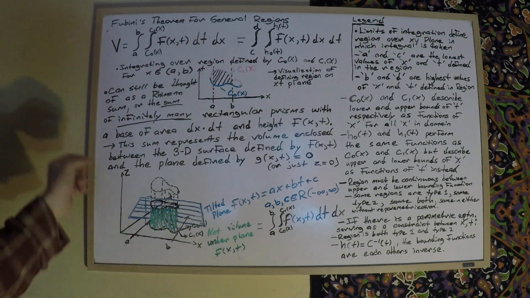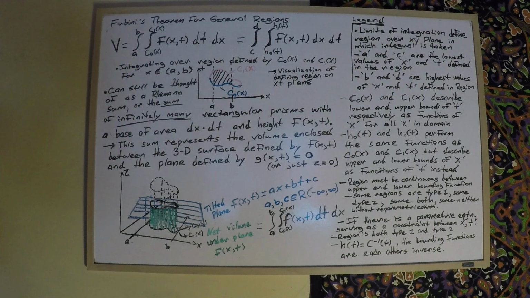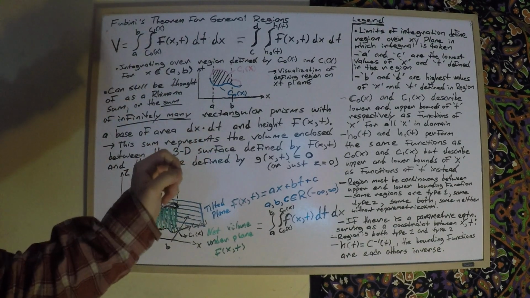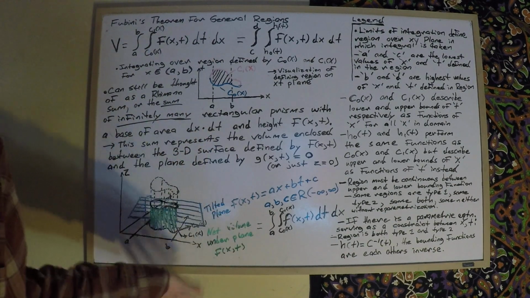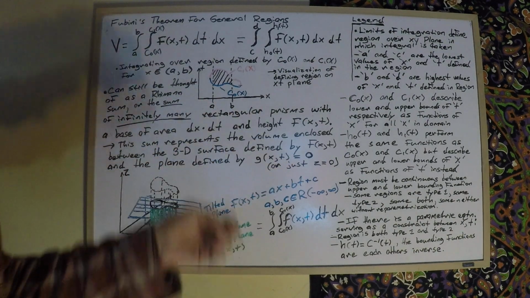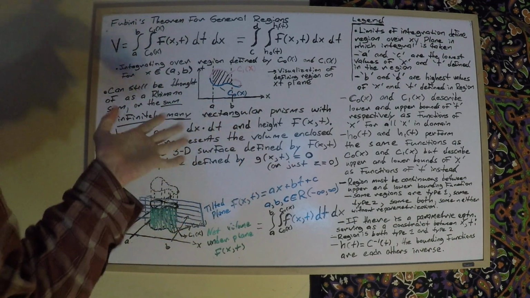So this overall sum is going to represent the volume enclosed between the three-dimensional surface defined by f of x and t, and the plane defined by g of x and t equals 0. Or just z equals 0, because the function's output is going to be in the z dimension.